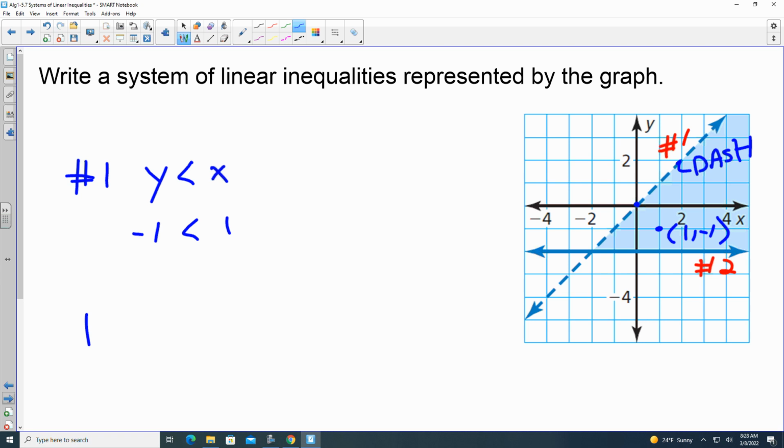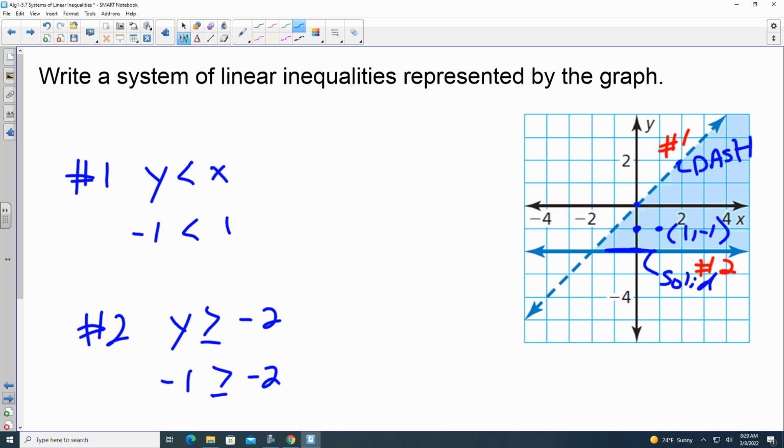For my second one, it's a horizontal line, so I know that it's going to be y, and this one's going to be greater than or equal to or less than or equal to, and it's going to be negative 2 because it goes along negative 2 here. And I know that it is above, so a true statement would be something like this. This looks like 0, negative 1. So if I put negative 1 in for y, this is negative 2, so that means that my inequality comes here, so y is going to be greater than or equal to, sorry, because it's a solid line.